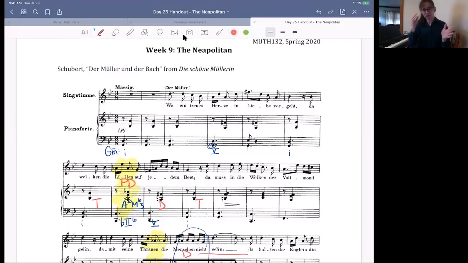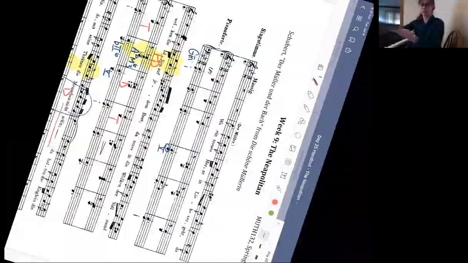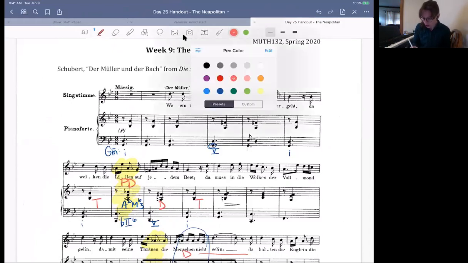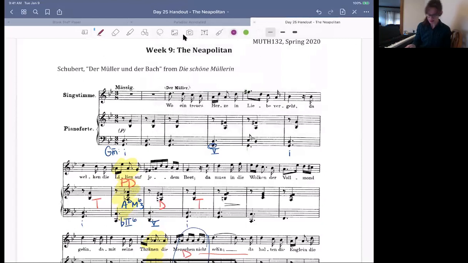So now I want to talk about form a little bit as it relates to this piece. Sorry, I hope I didn't make you motion sick there. I want to talk about form and some other interesting harmonies that are unrelated to the Neapolitan. So we get this little 2-bar intro, and our A section of sorts starts here.